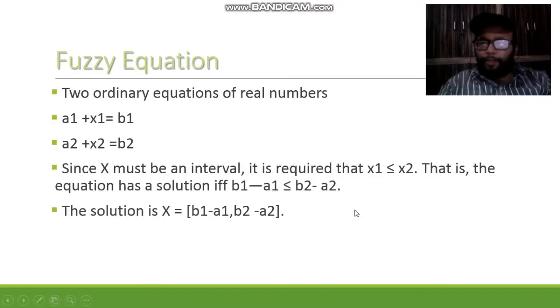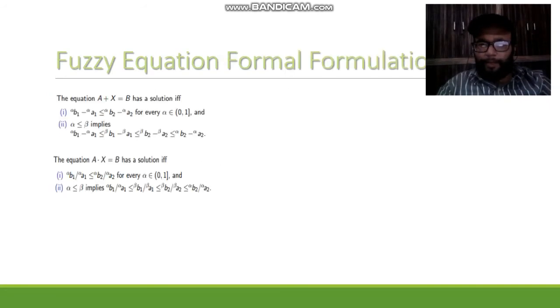How did we get a solution? This we only have to write in a formal sense. We got a solution. When did we get a solution? When we take b1 minus a1 and b2 minus a2 instead of the reverse. Okay, so we got a solution. We can see a formal definition. The equation a plus x equal to b has a solution if and only if the alpha cut of b1 minus the alpha cut of a1 is less than or equal to the alpha cut of b2 minus the alpha cut of a2. Okay, this is a formal definition. No need to worry. If you have any problem, we'll discuss.